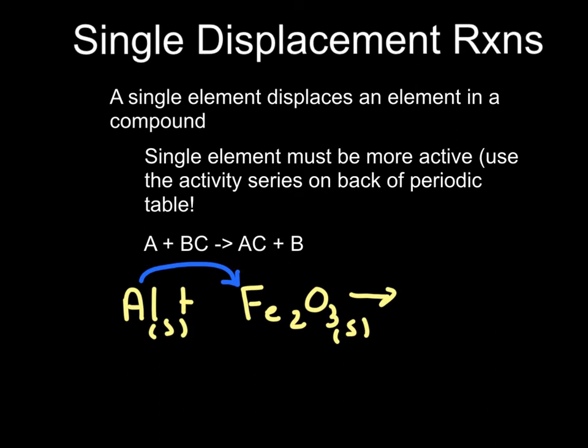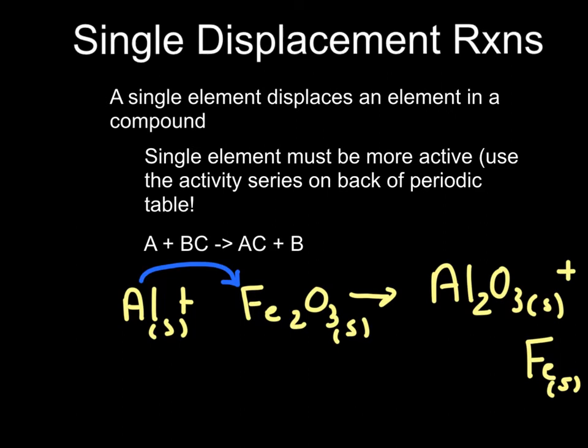You do have to crisscross your products. So aluminum is a +3, oxygen is a -2. So your final product here is aluminum oxide, Al2O3, which is a solid, and then poor iron is left all to itself. It gets kicked out. When we balance this out, we need 2 aluminums because of the 2 aluminums in aluminum oxide. And we need 2 irons in the product side because of the 2 irons in the iron 3 oxide.